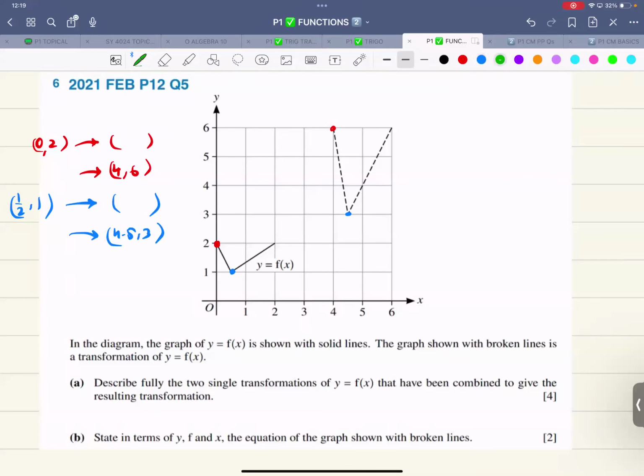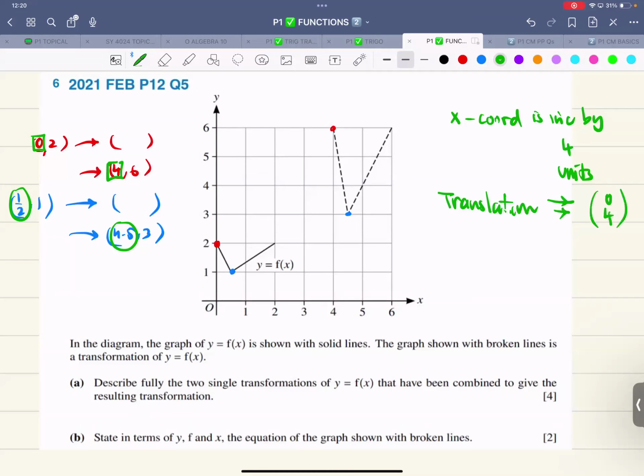Now this observation is becoming 4. So we cannot say it's multiplied by 4. 4 into 0 is 0. It's an addition of 4. Half is becoming 4.5. That means that is one thing that I observed.